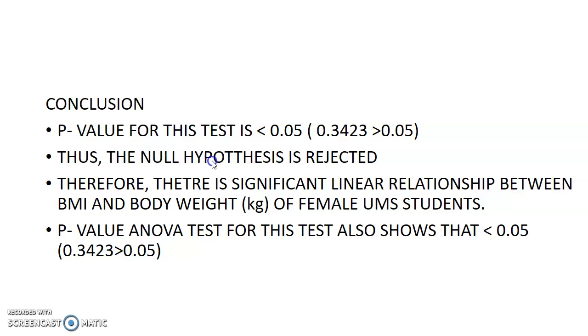Thus, the null hypothesis is rejected. Therefore, there is a significant linear relationship between BMI and body weight of female UMS students. We also get the p-value from the ANOVA test. This test also shows that the p-value is 0.3423, which is bigger than 0.05.